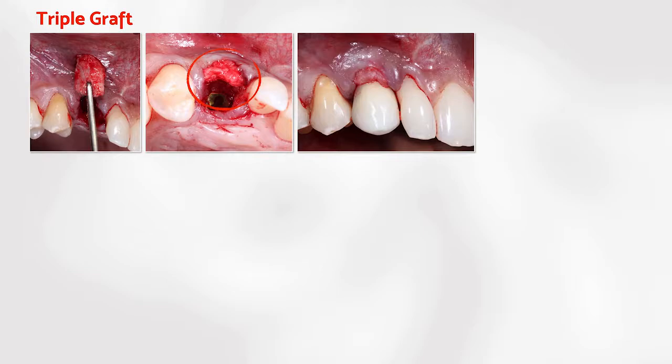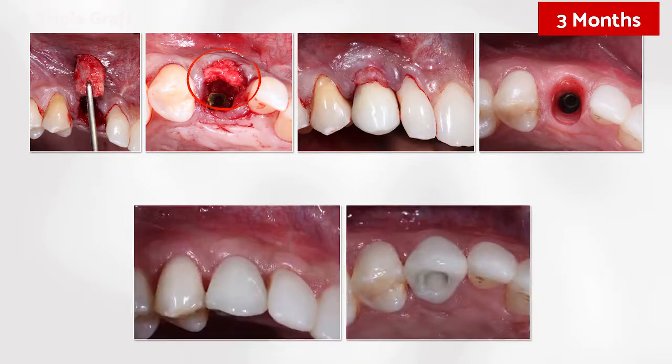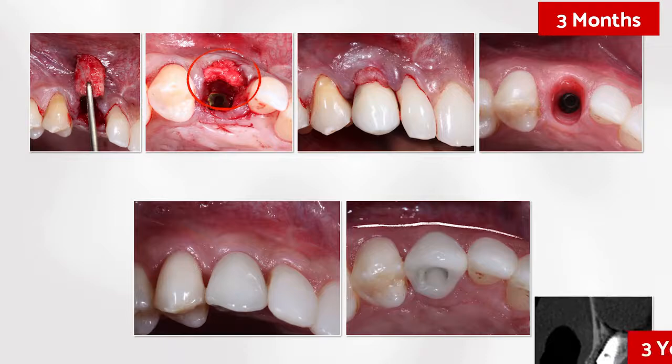We installed the provisional restoration. This graft was exposed beyond the gingival margin, just a little piece. 3 months post-op, soft tissue is completely healed. The impression was taken, a screw retained porcelain restoration. Here you can see the maintenance of the anatomical contour of soft tissue.